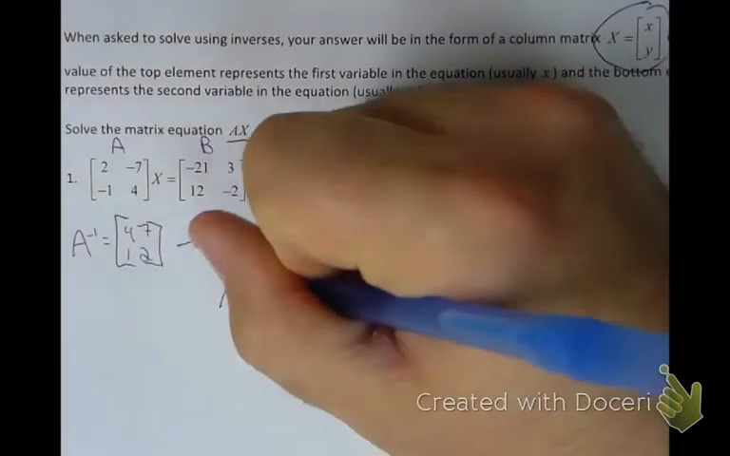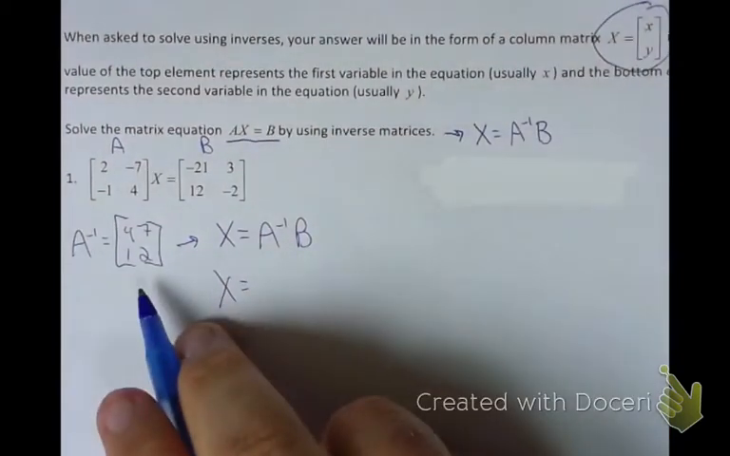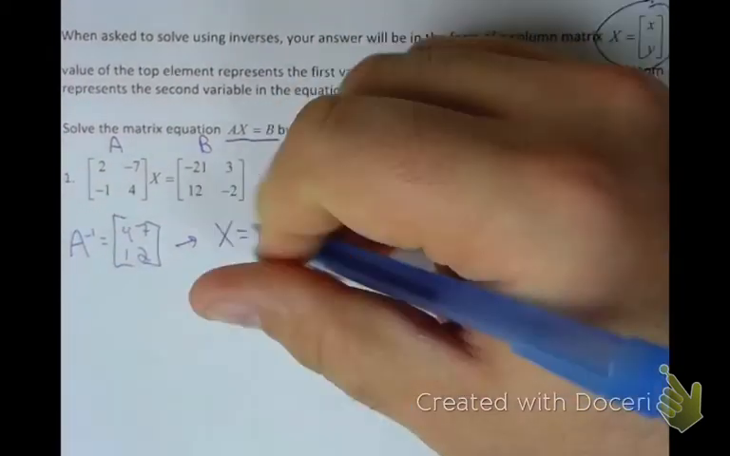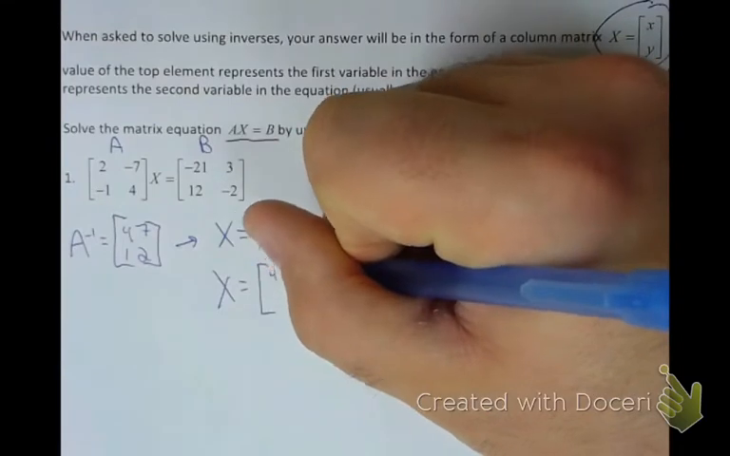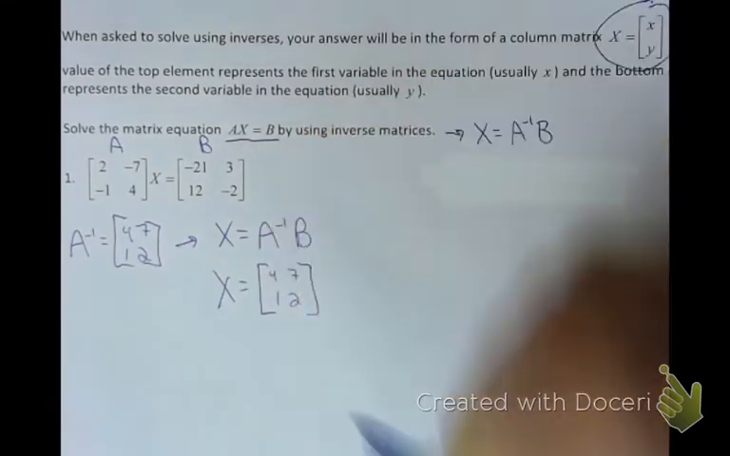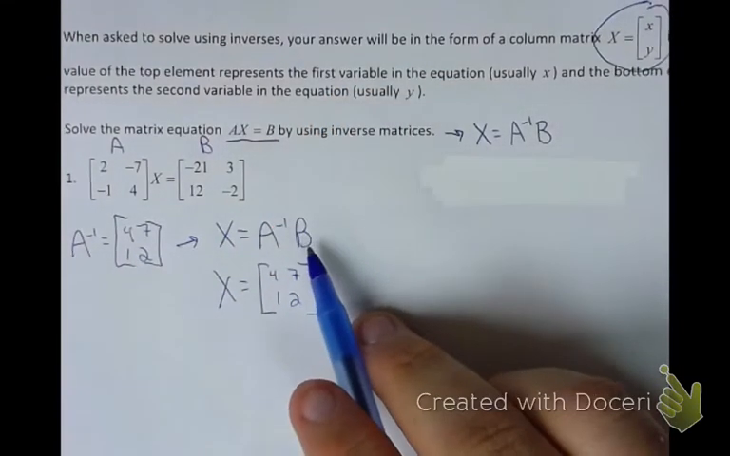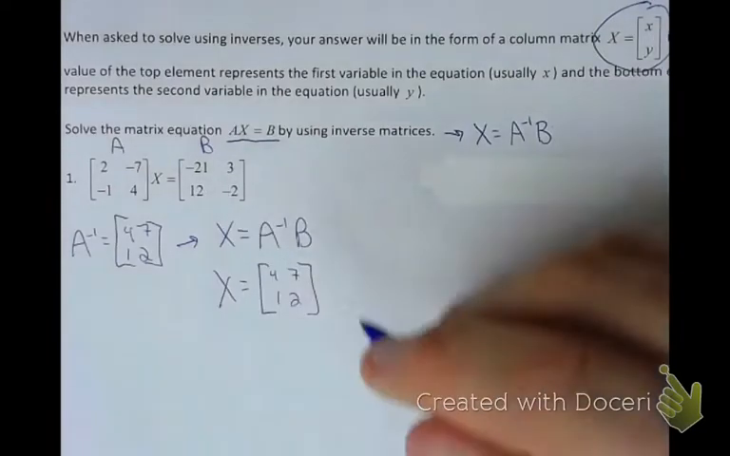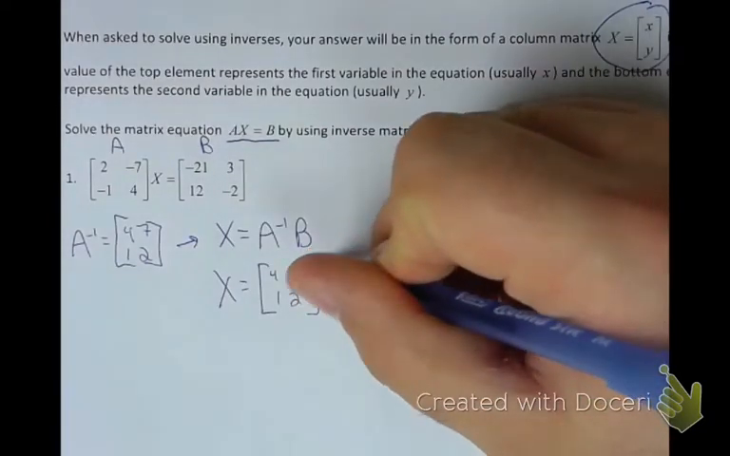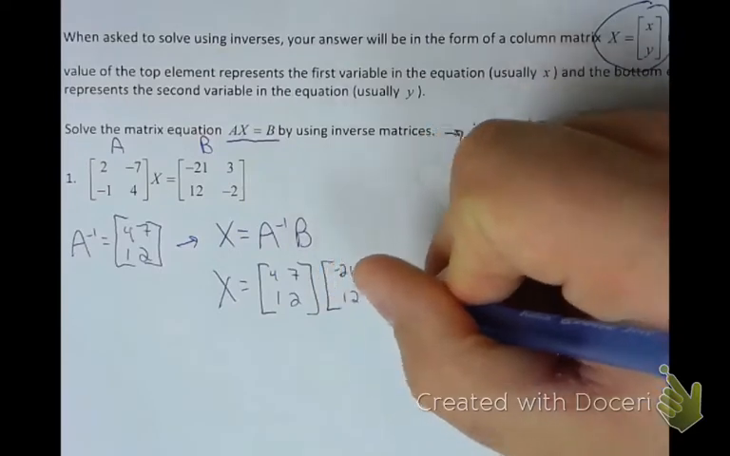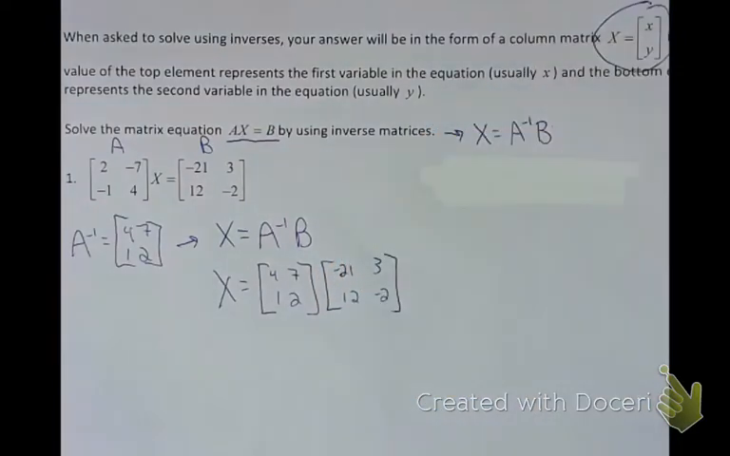So X is still X. We just found the inverse matrix, so we're going to plug that in for the inverse spot. Now we're going to go ahead and plug in the B matrix, which is this matrix after the equal sign. So again, we're just copying and pasting. Now once again, you have two options to do this.